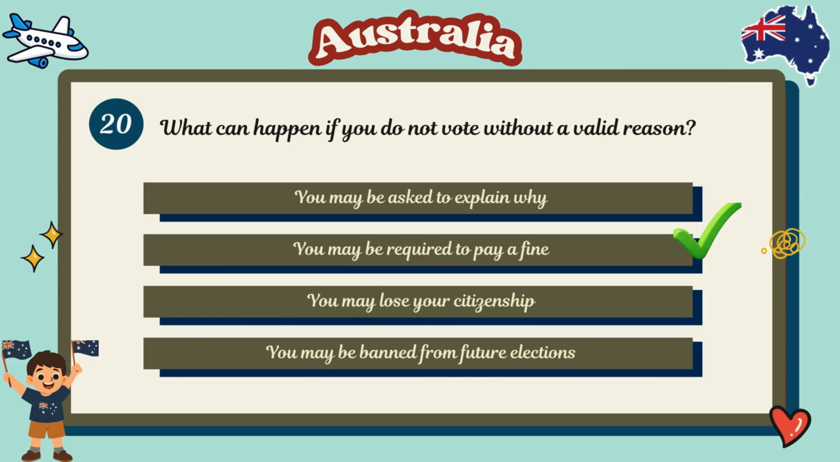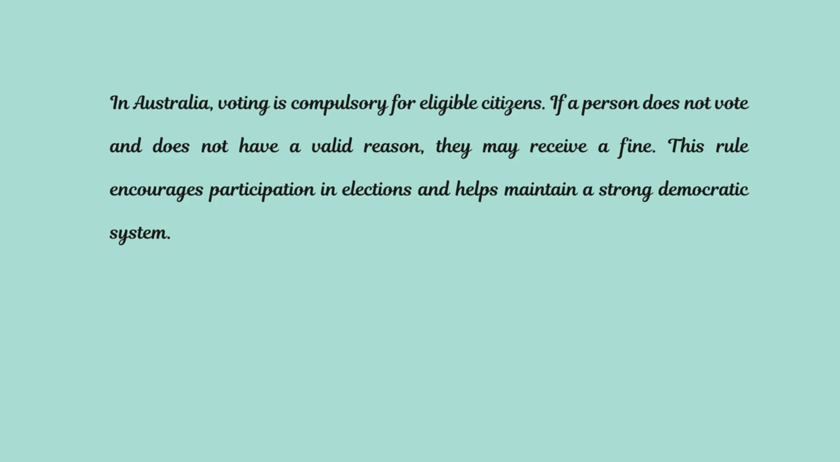Correct answer B. You may be required to pay a fine. In Australia, voting is compulsory for eligible citizens. If a person does not vote and does not have a valid reason, they may receive a fine. This rule encourages participation in elections and helps maintain a strong democratic system.